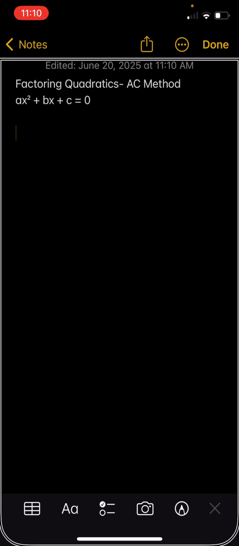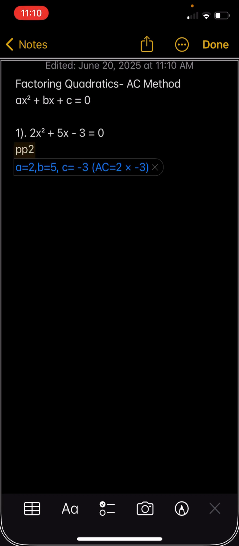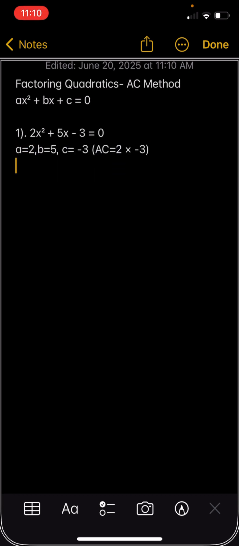The first equation we're going to factorize is this one: 2x squared plus 5x minus 3 equals 0. Now the a, b, and c values of this equation are on the screen. A is equal to 2, b is equal to positive 5, and c is equal to negative 3.